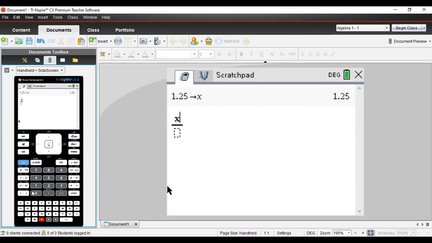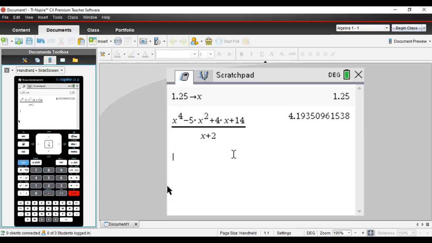And then I'm just going to type that in. X to the fourth, and then we go minus 5x squared, plus 4x, plus 14. Then you go down here and it's x plus 2, and then you press enter. And this is about $4.19. Doesn't matter what the number is, but we're looking for one of the expressions that matches this exactly.